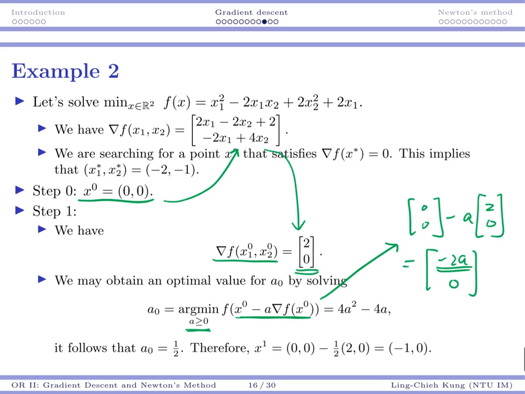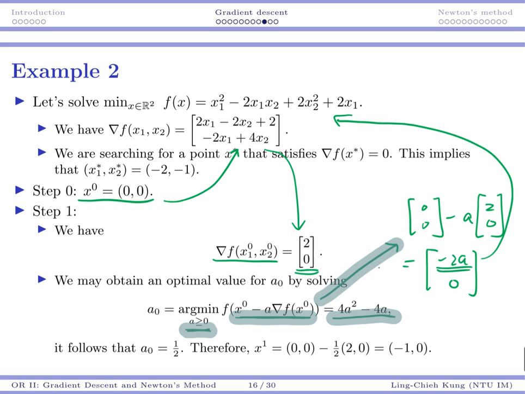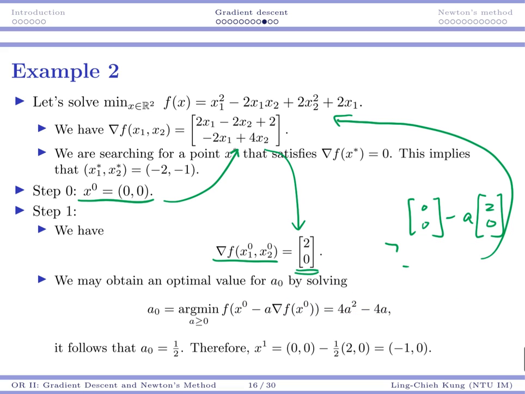So you plug this (-2a, 0) back into your f function. You're going to very quickly see that you obtain this one. Okay? So somehow you want to find a to minimize the function 4a squared minus 4a. Very quickly you may see that this gives you an optimal solution, which is 1/2. In that case, we're going to have our x1, which comes from (0, 0) minus 1/2 times (2, 0), and then it results in (-1, 0). So that's a very typical iteration.